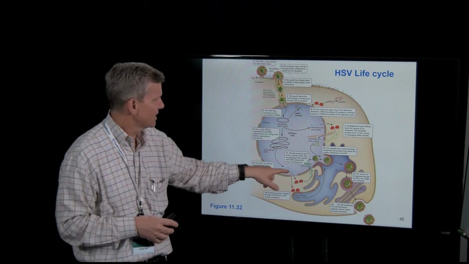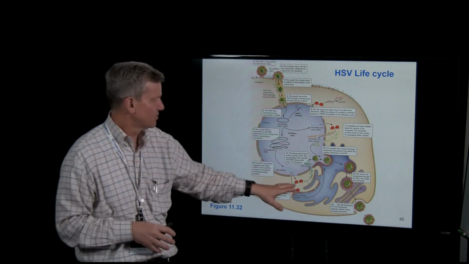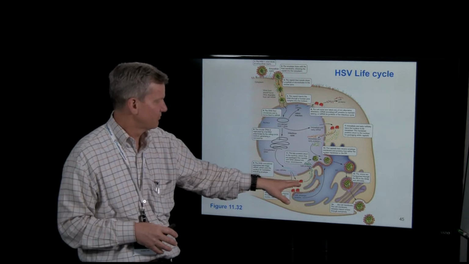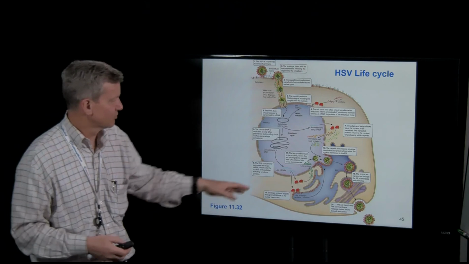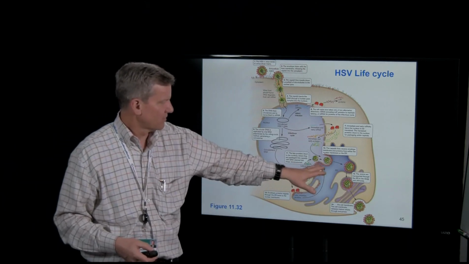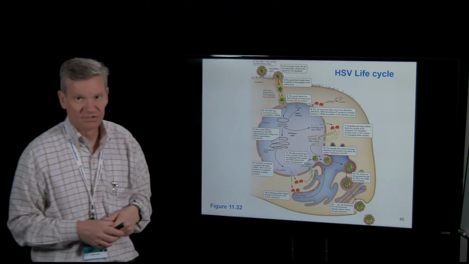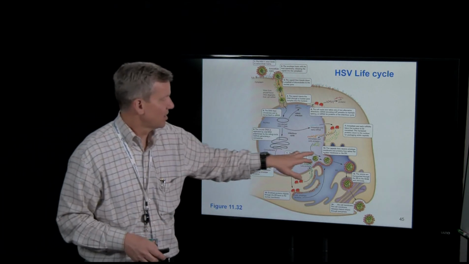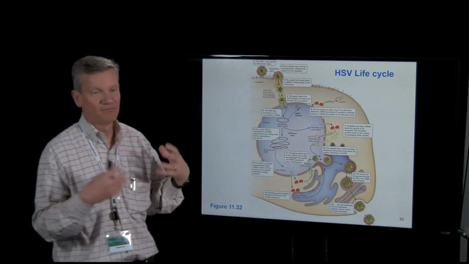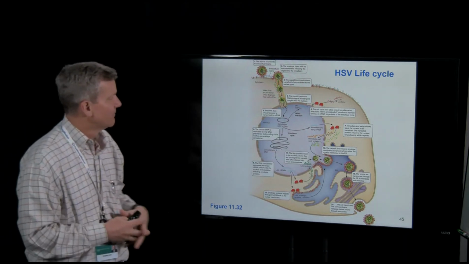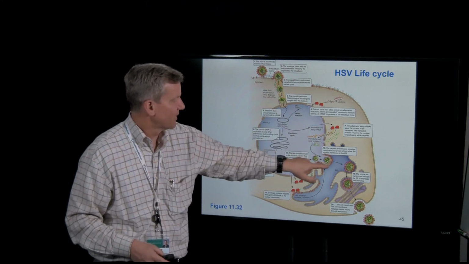Some late mRNAs are made from this concatameric DNA. Late mRNAs also produce, as you remember, structural proteins. So structural proteins are produced. They actually go back into the nucleus, okay, and they form the capsid, and then they associate around the capsid, forming the tegument.